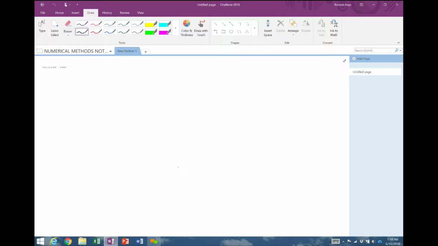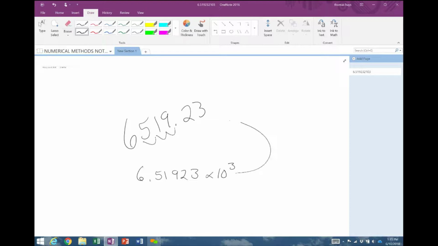The textbook continually uses the number 6,519.23 as their example. So, of course, in this case, if you want to represent this in scientific notation, you'd move the decimal spot over 3 places to obtain 6.51923, and we have to multiply that by 10 to the third, which would be 1,000, which makes sense. It's 6,519, so if you multiply that exact number times 1,000, you would get the original answer.